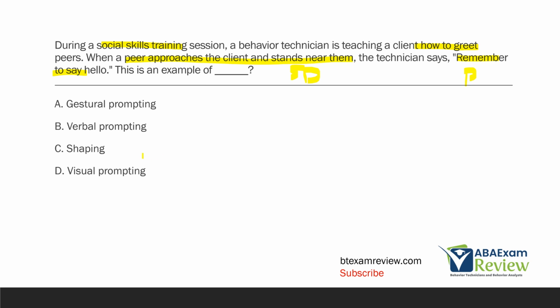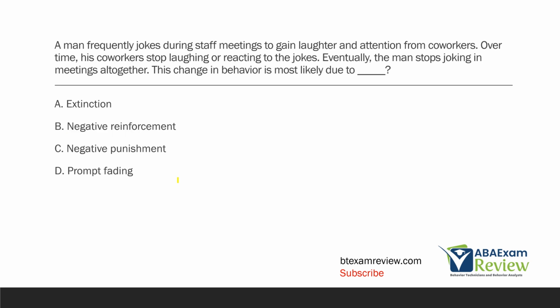C, shaping. With shaping, we're looking for reinforcement of approximations of behavior. We're not necessarily reinforcing approximations here. We're not even discussing reinforcement. We're talking about what's happening prior to that client actually engaging in the behavior, which is they receive this prompt. And then D, visual prompting, is exactly what it sounds like. We use some sort of visual cue to indicate what we want to see. That's not what occurred here. The technician used that verbal prompt to get the client to engage in the correct behavior.